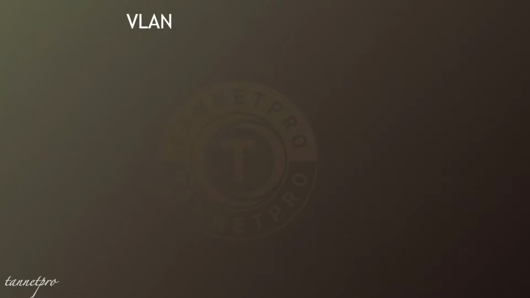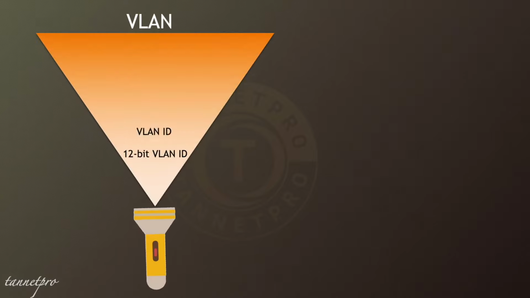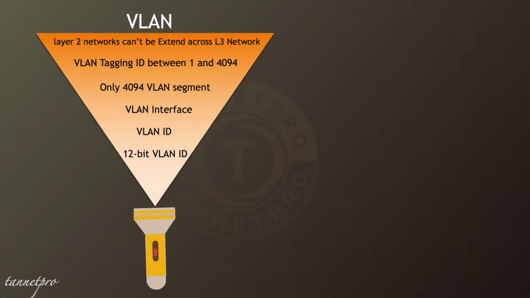Now I will put some light on VLAN and VXLAN to compare and understand. In VLAN, we all know, we use a 12-bit VLAN ID, we use VLAN interfaces, and only 4094 VLAN segments can be created. VLAN tagging IDs are between 1 and 4094. Whatever VLAN we create in our L2 environment, we can create only this many. Even 1 is the default. And L2 networks cannot be extended across L3. This is another limitation in VLAN.